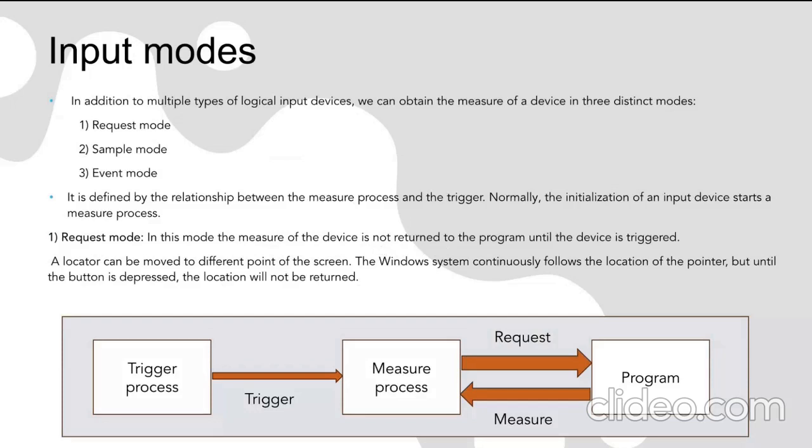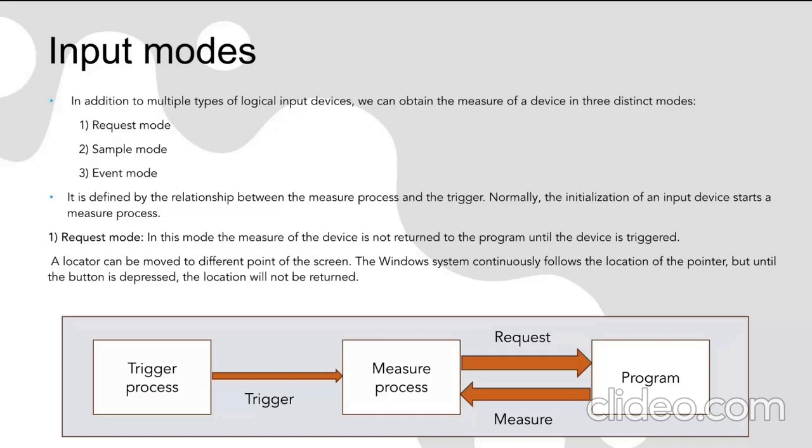And in addition to the various types of logical input devices, we can obtain a measure of a device in three distinct modes. They are request mode, sample mode, and event mode. So coming to the request mode, in this mode, the measure of the device is not returned to the program until the device is triggered.